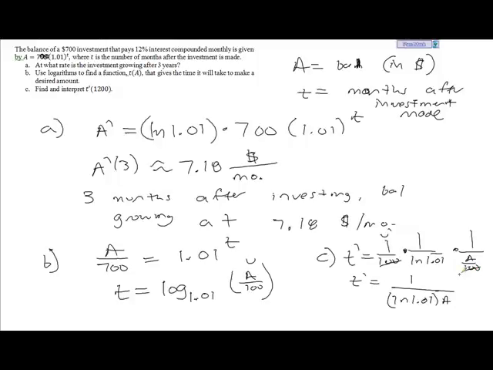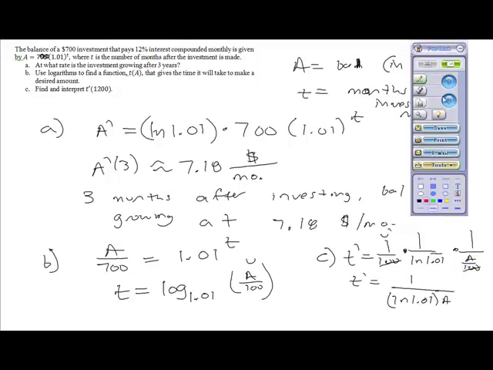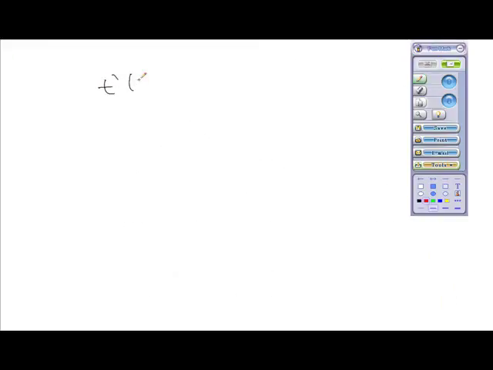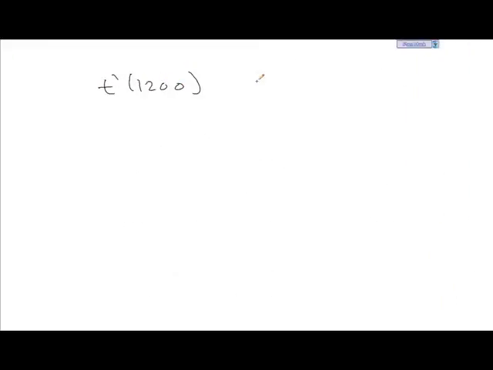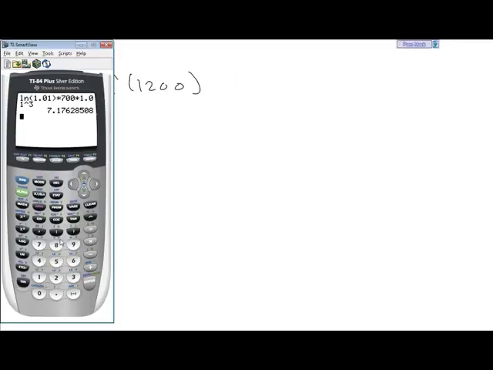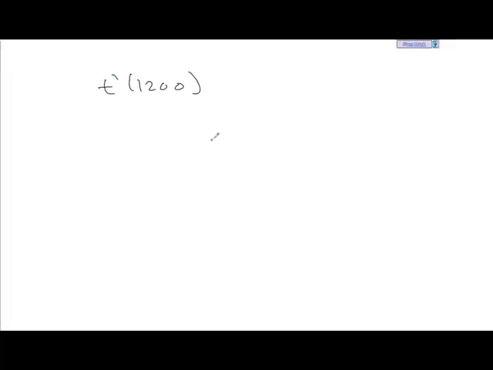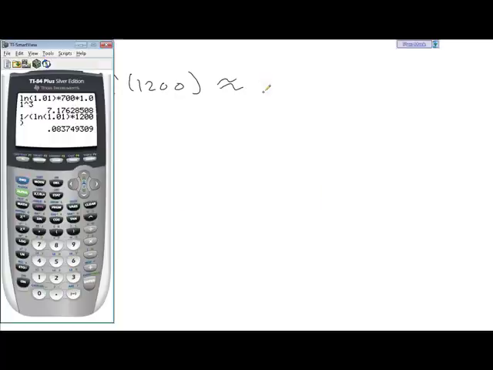Now we can go ahead and evaluate t prime of 1200. T prime of 1200 would be 1 divided by the natural log of 1.01 times the A, which is 1200, and I get about 0.08.